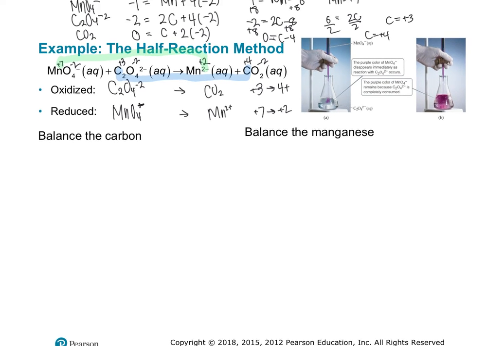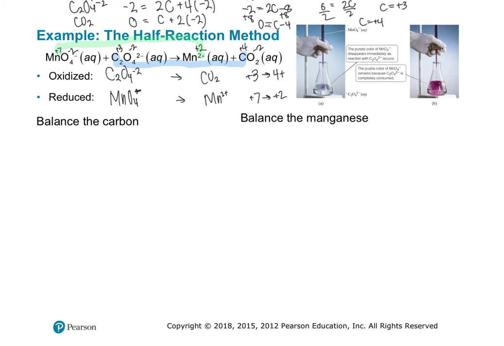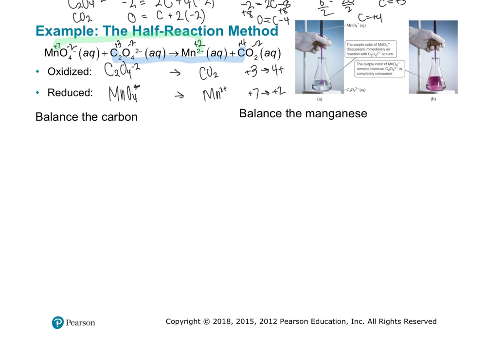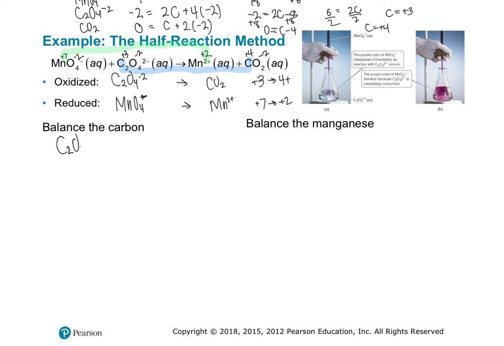First we're going to start out by balancing the carbon. So let's do the oxidized reaction. We have C2O4 2- goes to CO2. First thing we're going to do is balance the elements that are not hydrogen or oxygen. That leaves carbon. I have 2 carbons on my reactant side, only 1 on the product side, so multiply by 2. Now my elements are balanced. Carbon and oxygen are balanced, so I can be done with the balancing of elements.